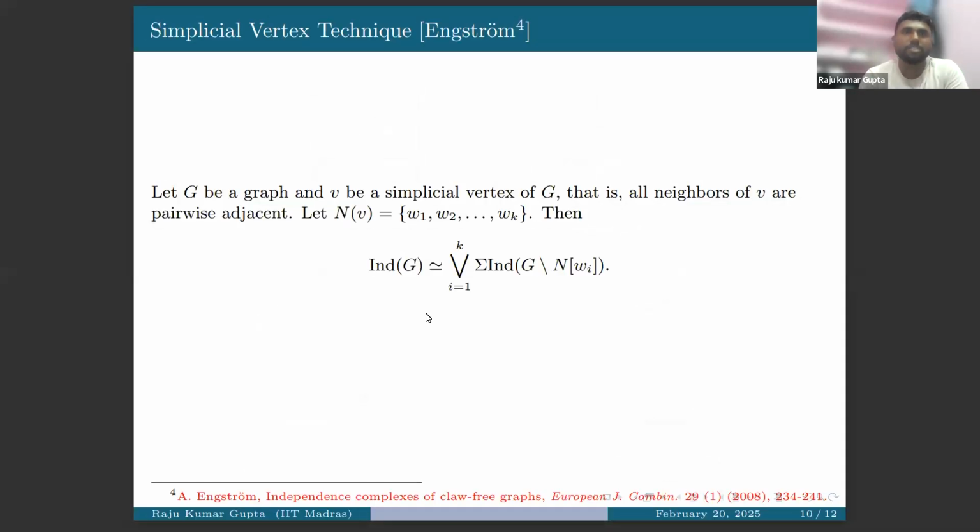The next technique is called the simplicial vertex technique. So suppose we have a graph G and V is a simplicial vertex of G. That is, all neighbors of V are pairwise adjacent, or you can say that all the neighbors of V form a clique in G. Suppose the open neighborhood of V contains vertices W1, W2, W3 up to WK for some K. Then we have this splitting where the independence complex of G is homotopy equivalent to the wedge over I equal to 1 to K of the suspension of the independence complex of G minus the closed neighborhood of WI.